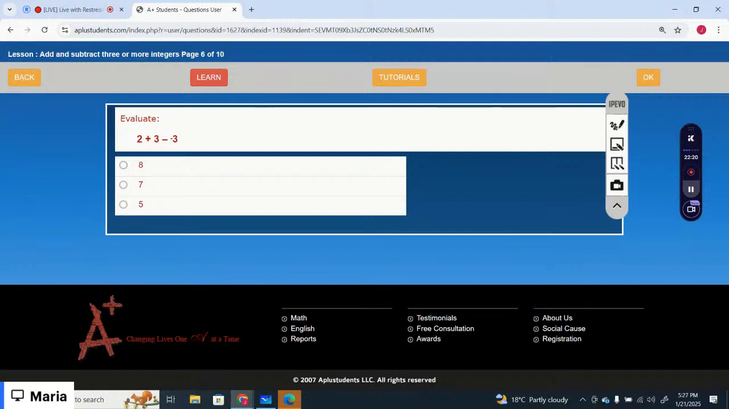2 plus 3 minus negative 3, which is the correct option? That is 8. Option number 1 is the correct option.